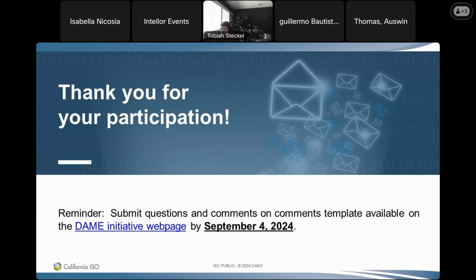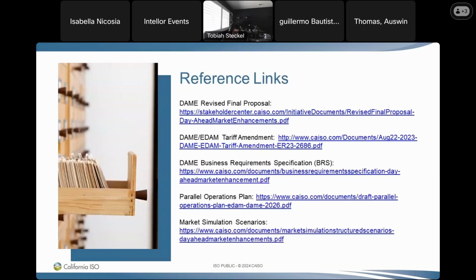So again, just a reminder, comments are due on September 4th, and the template is available out on the DAME Initiative webpage linked here on this slide. And then this slide here just has a list of references for you. So there's links out to the DAME revised final proposal, as well as the DAME and EDM tariff amendment. We also have links out to the DAME BRS, the parallel ops plan, and then the market simulation scenarios.